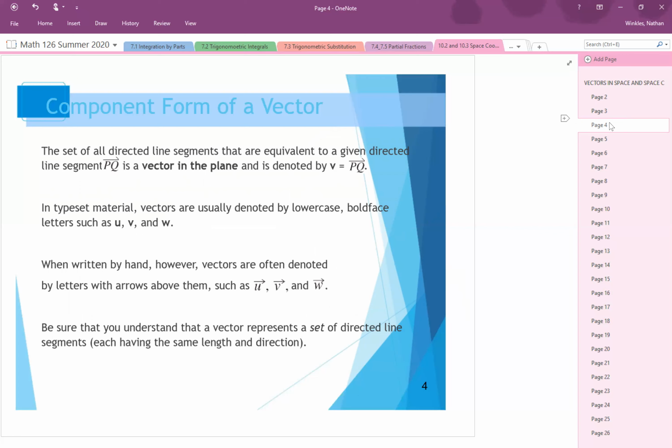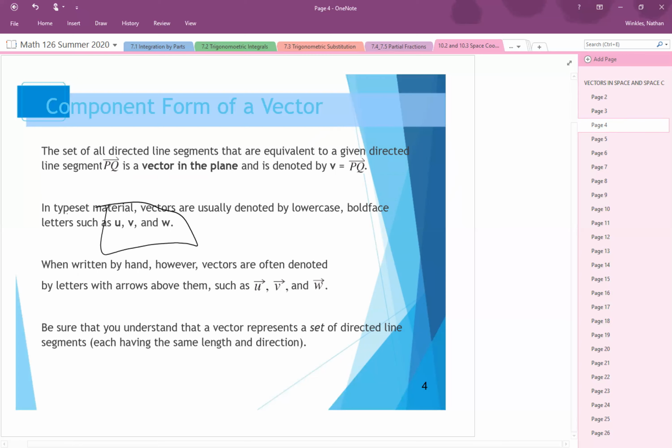So the set of all directed line segments that are equivalent to a given directed line segment PQ is a vector in the plane and is denoted by v equals PQ with an arrow above it. In typeset material, vectors are normally denoted by lowercase boldfaced letters such as u, v, and w. When written by hand, vectors are often denoted by letters with arrows above them, such as u with an arrow, v with an arrow, and w with an arrow. Like I just said, our most common way that we're going to see them is u, v, and w.